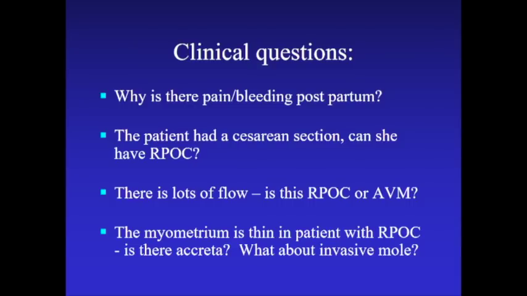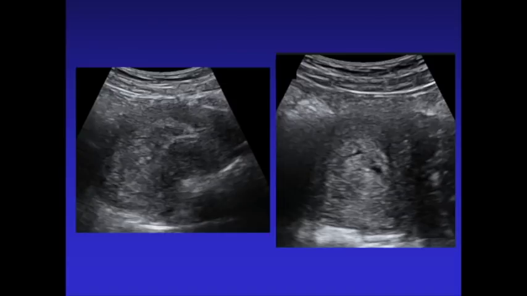And what I'm going to hopefully answer today is how we assess why there might be pain or bleeding postpartum, a discussion of how you should deal with the obstetrician who says, well, I was in there during that C-section, there's no way there's still placenta. If there's lots of flow, how to figure out if it's an RPOC or AVM, and hopefully I'll convince you to get rid of that term AVM when you're dealing postpartum. And then the myometrium's thin in a patient with retained products. How do you tell if it's an accreta, or how do you assess if it's an invasive mole?